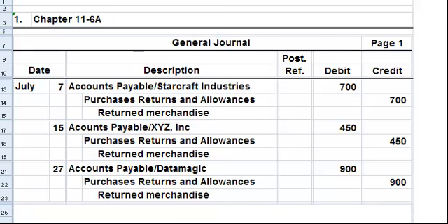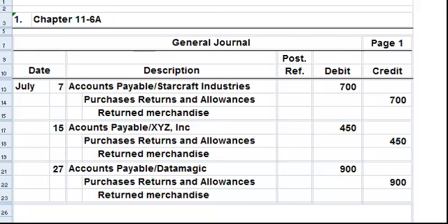On the 15th, we returned merchandise to XYZ Company for $450. So again, we have to decrease our accounts payable account and then their individual account in the amount of $450 because we no longer owe it to them because we sent them back the merchandise. Then we will credit our purchases, returns, and allowances account for the $450 also.